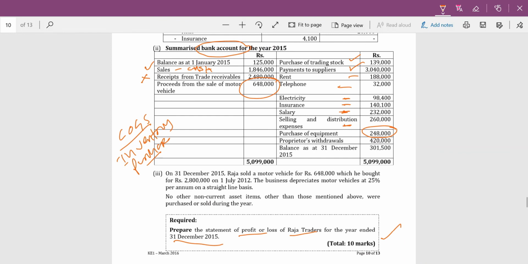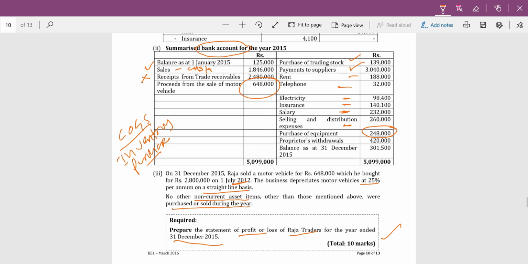On 31st December 2015, Raja sold a motor vehicle for 648,000, which he bought for 2.8 million on 1st July 2012. The business depreciates motor vehicles at 25% per annum on straight line basis. No other non-current asset items, other than those mentioned above, were purchased or sold during the year.